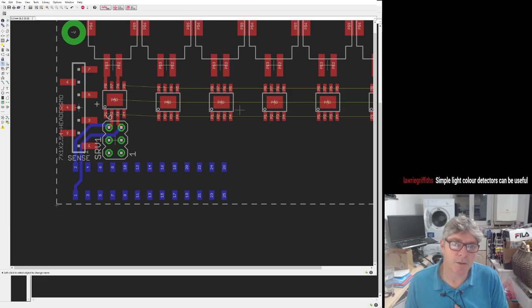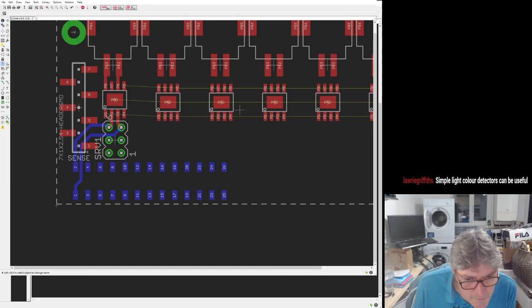So, for example, quadrature rotation sensor headers could be useful. Good point, Laurie. Let me come back to that.